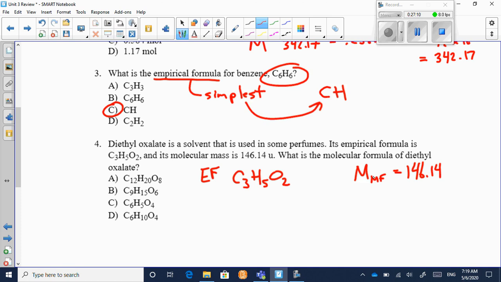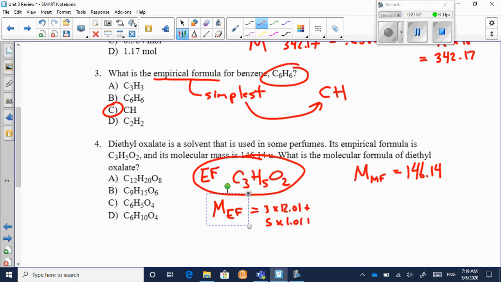Oh, well, this is one of those ones where I've got to do the multiplier. So look at this. I'm quickly going to calculate the molar mass of the empirical formula. And when I do that, it's going to be 3 times 12.01, there's the carbon, plus 5 times 1.01, that's the hydrogen, plus 2 times 16. And when I do all that, I get 73.08. So that's the molar mass of just the empirical formula.